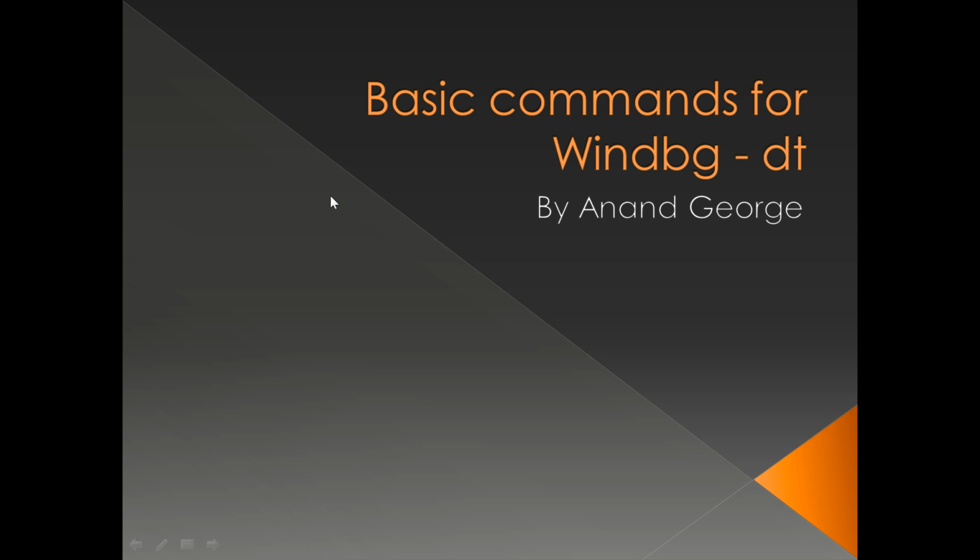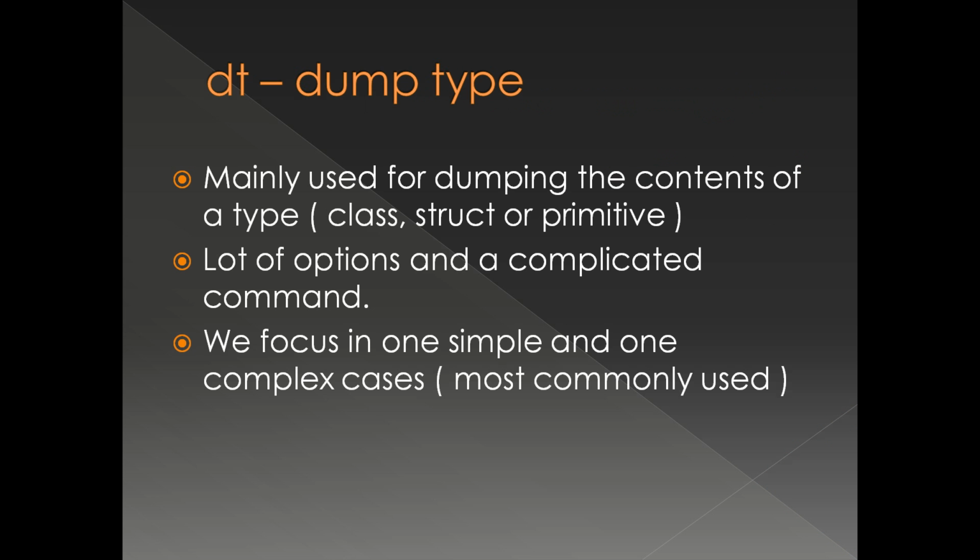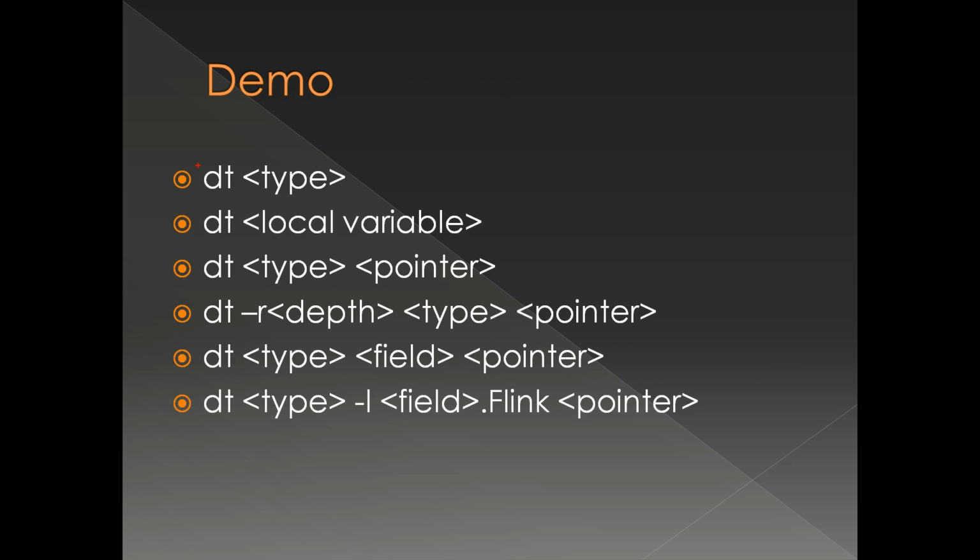In this presentation, we're going to look at the DT command of WinDbg. DT is dump type, mainly used for displaying the contents of a type, like a class, structure, or a primitive data type. DT has a lot of options, and it's a complicated command. We're going to focus on a couple of special cases, which are most commonly used. In the demo, we're going to explore a couple of forms of DT.